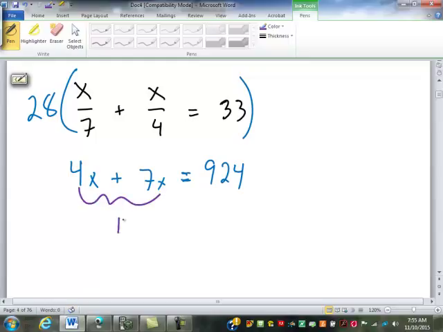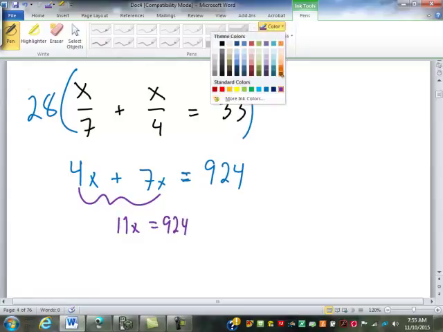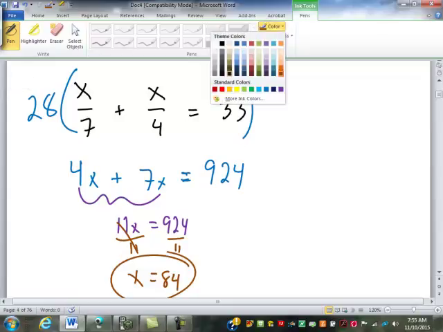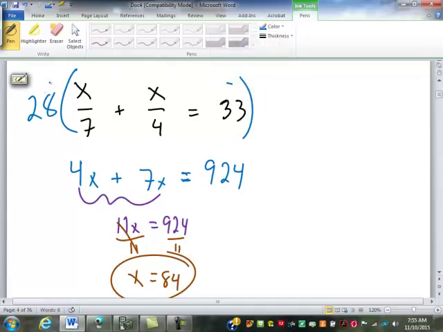4 and 7 make 11x equals 924. And then 11, x equals 84. What do you think? So you just multiply the 33 by 28. Yep. Yeah, you're multiplying each term by the 28.